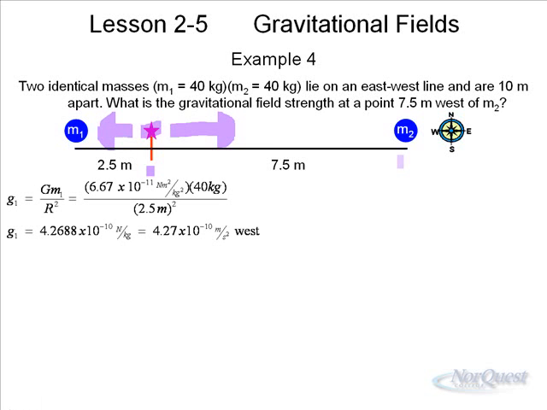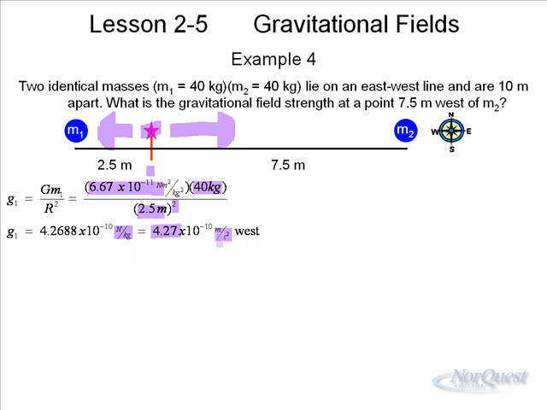And so here's g1. g1 is equal to Gm1 over r squared. Here's G times the 40 kilograms, that's m1, and the distance from m1 is 2.5 meters. Don't forget to square that. You get 4.27 times 10 to the minus 10, a very small gravitational field strength, to the left. Notice the units. It can be newtons per kilogram or meters per second squared. They are the same unit.